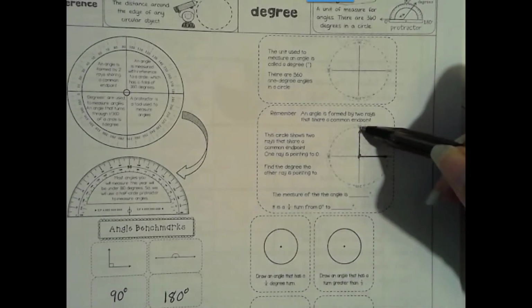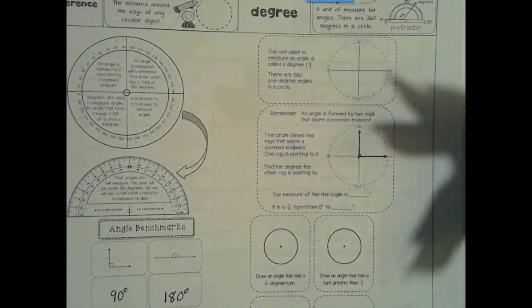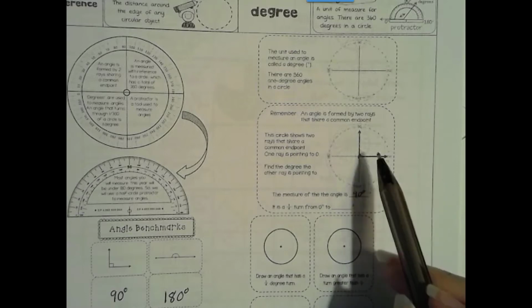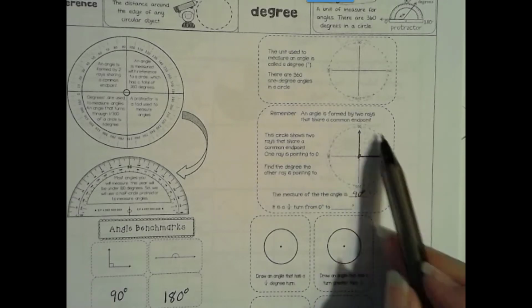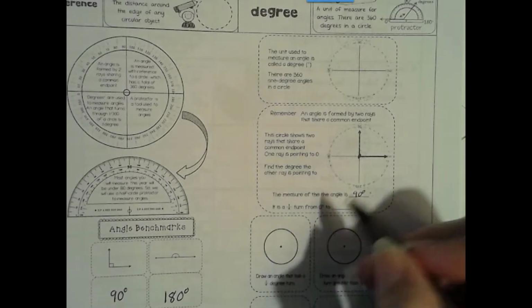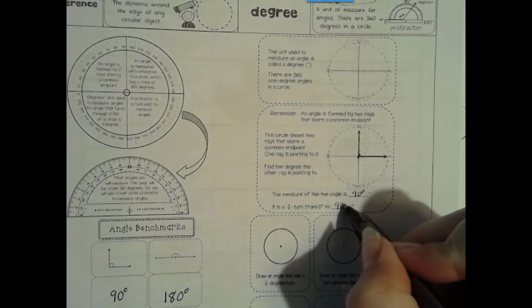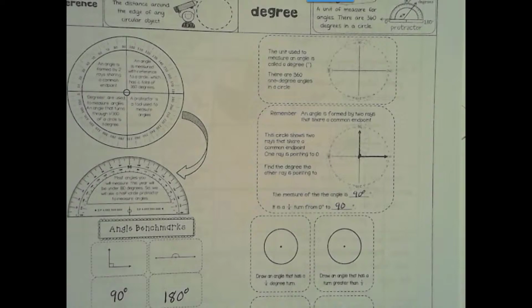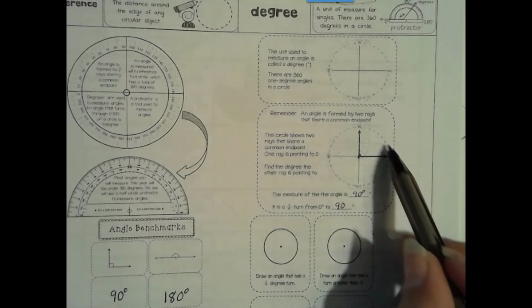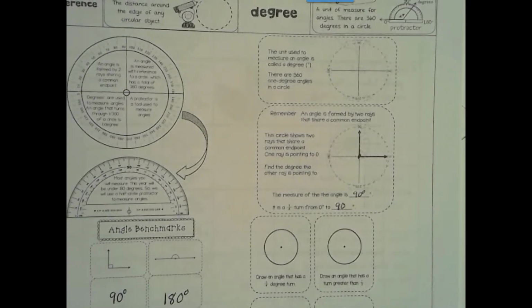So we look where the other ray is pointing to, and it's pointing directly to the 90 degrees. And that's exactly 1/4 of a circle. It is a 1/4 turn from 0 to 90 degrees. So there's 90 degrees in a quarter of 360. And that measures this arc of the circle, where it intersects that arc.